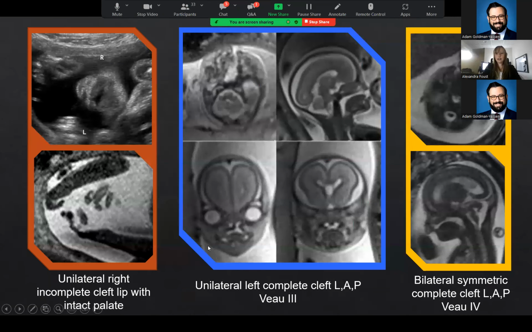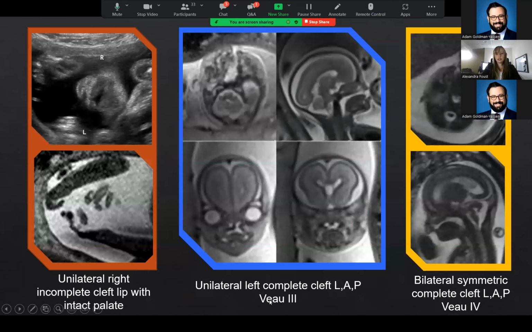This is another few examples of fetal clefts, just to show a few more of the entities. So this is the mildest form. This is a nice example. Actually, I think ultrasound maybe even is a little bit better, but you can see it on the MRI as well. A very small cleft in the lip with incomplete cleft lip, and the palate in this case was normal. So this is about the mildest end of the spectrum you're going to get.